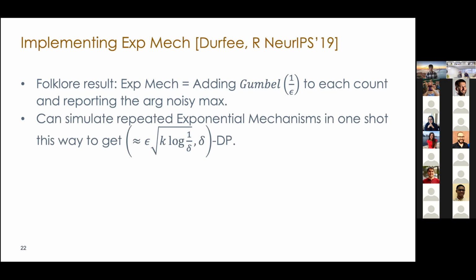And it turns out in a result that David Durfee and I had is that we can simulate a repeated exponential mechanism in one shot. So rather than this algorithm of peeling the exponential mechanism K times to get a top K, you can just add Gumbel noise to all the counts and take the top K of those in one shot. And it turns out that this is equivalent in distribution to repeatedly sampling exponential mechanisms. And so you can get advanced composition with this one-shot approach. For more information, there's a blog post that we have on differentialprivacy.org on this.